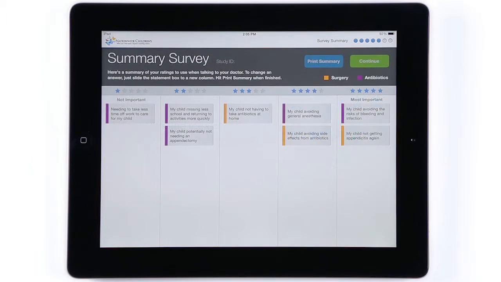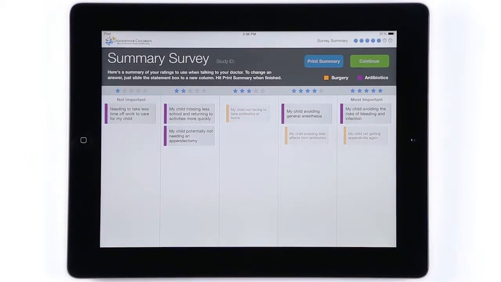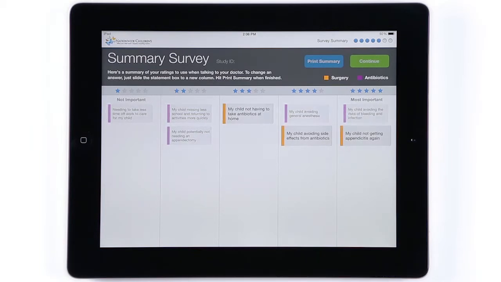Here's a summary of your ratings. Use these when talking to your doctor. The statements to the right are the ones you decided were more important to you. The statements to the left are the ones you decided were less important to you. The statements highlighted in purple are reasons you might choose antibiotic treatment only. The statements highlighted in orange are reasons you might choose surgery. To change an answer, slide the statement box to move it to a new column. When you're finished, hit Print Summary. You can use the summary to help you decide which treatment option is the best for you.